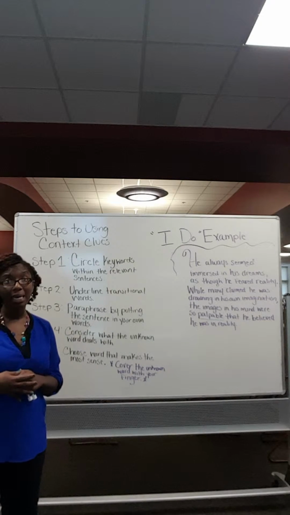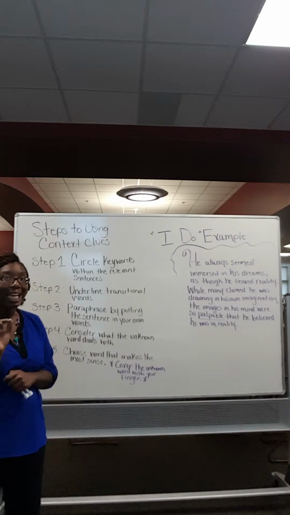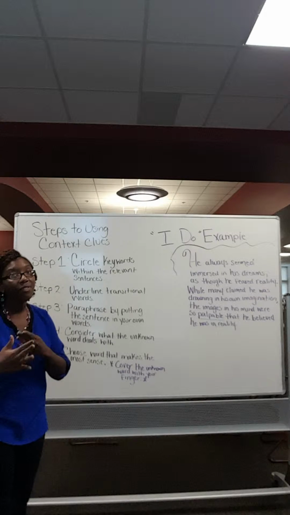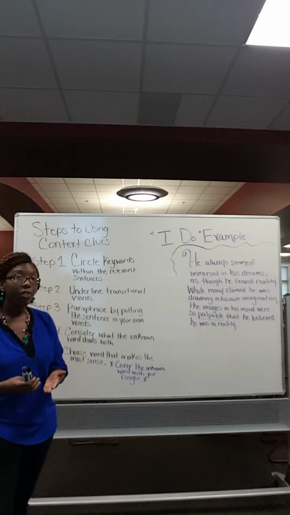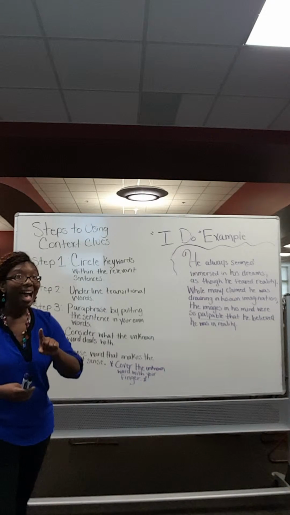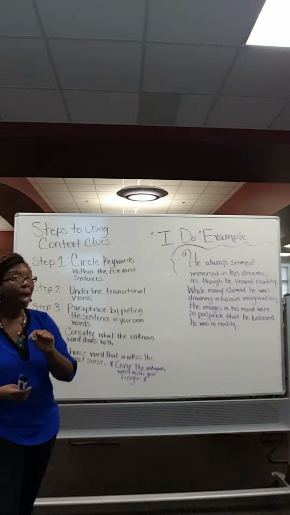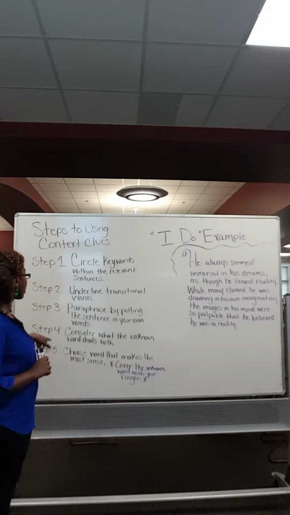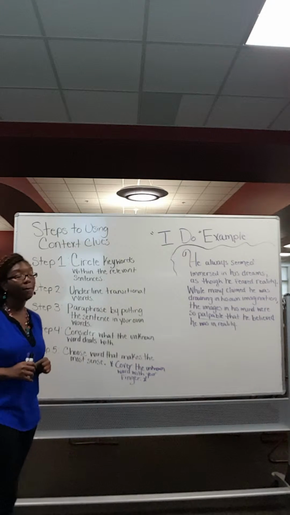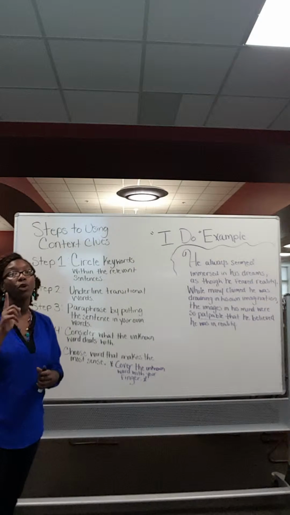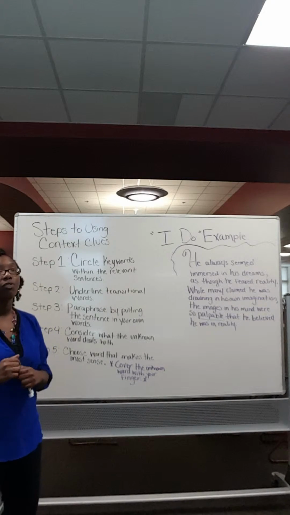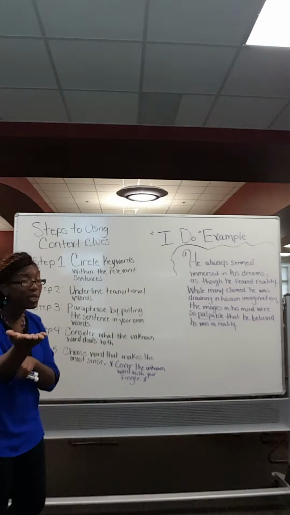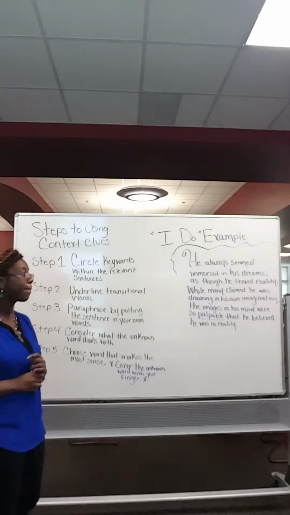This is important because those little words like yet or but or however or so and could be giving us clues to whether the unknown word has a similar or opposite meaning to another word that we do know. Step 3, paraphrase by putting the sentence in your own words. And we do this because if you say it the way you would say it, then you can figure out the meaning.